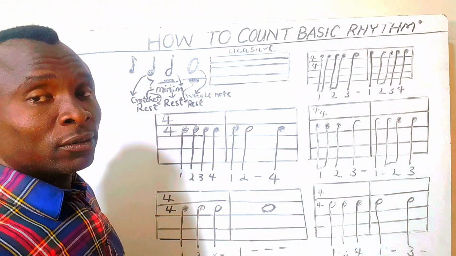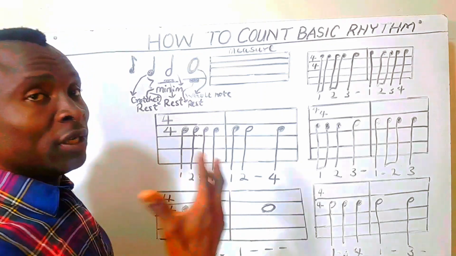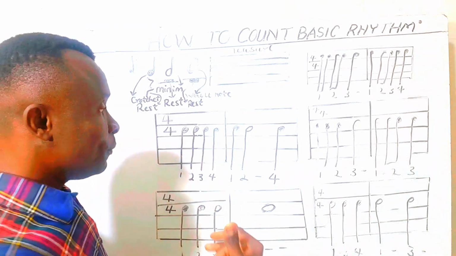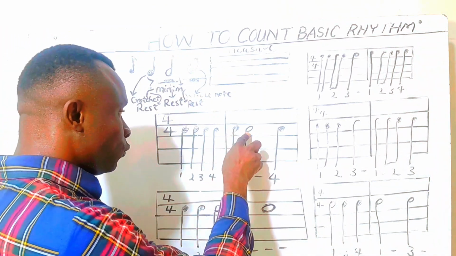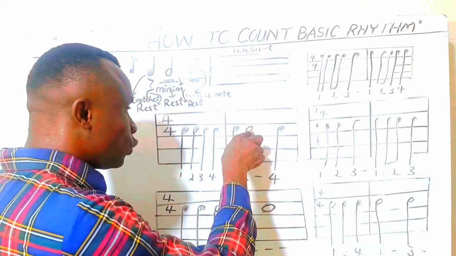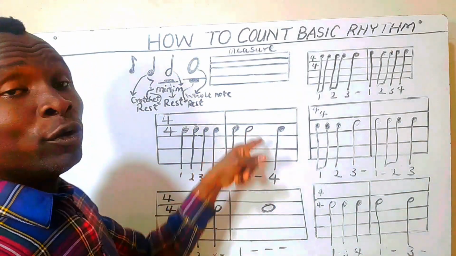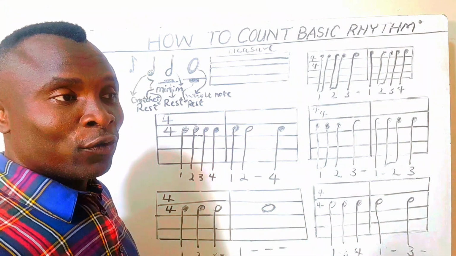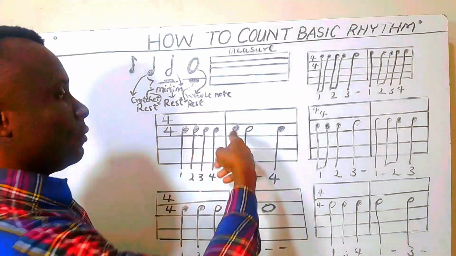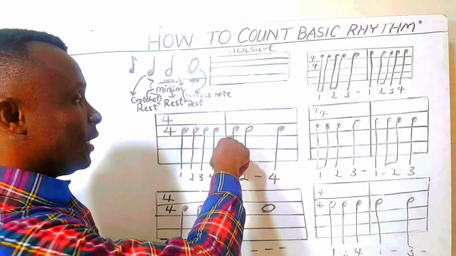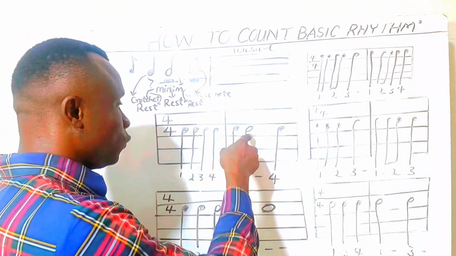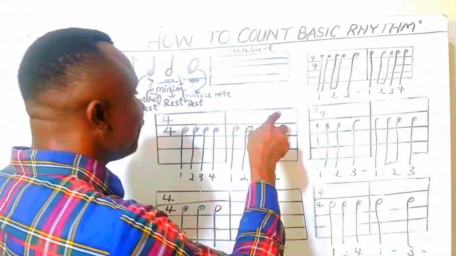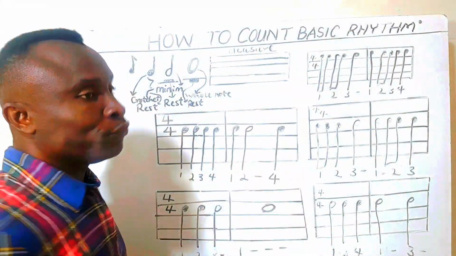So let's count and show you how it's going to be counted in musical form. We have 1, 2, 3, 4. 1, 2, 3, 4. Remember, a half note has 2 beats, the value of 2 beats. So it's not going to be counted as 1 like in the case of the crotchet. So you count 1, 2, 3, 4. 1, 2, 3, 4. 1, 2, 3, 4.